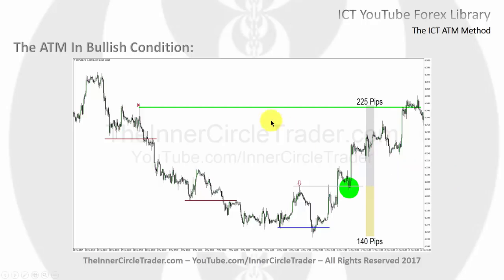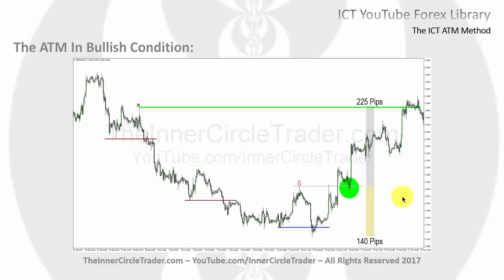You can see we have one support level broken, another area of support broken, and then we have an old low violated aggressively, and then price trades back above it right here. When we see that retest of that old high, that's where we're hunting a long. So if that's our entry, and this is our stop loss, we're risking 140 pips to make 225 pips. Buy stops are our target here.